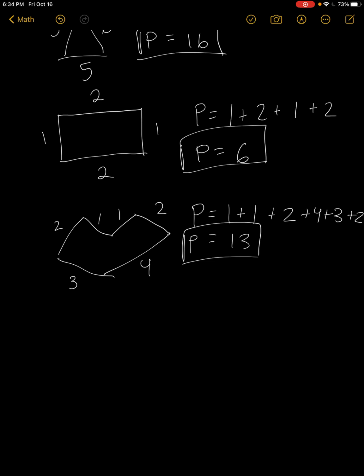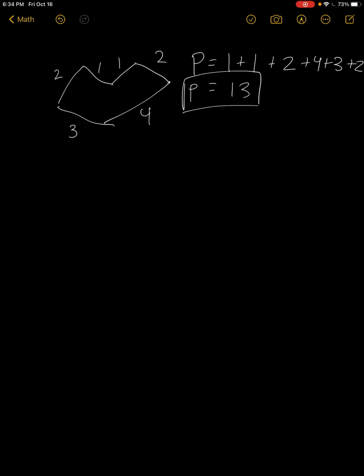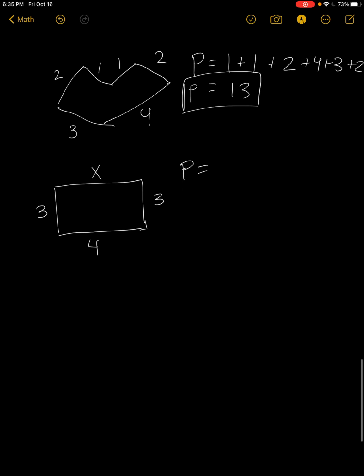So now let's use the perimeter equation to solve some equations. Okay, so let's say we have a rectangle and I know that the perimeter is 14. So they actually give it to me. The perimeter of this shape is 14, but I actually don't know one side. So I want to figure it out.